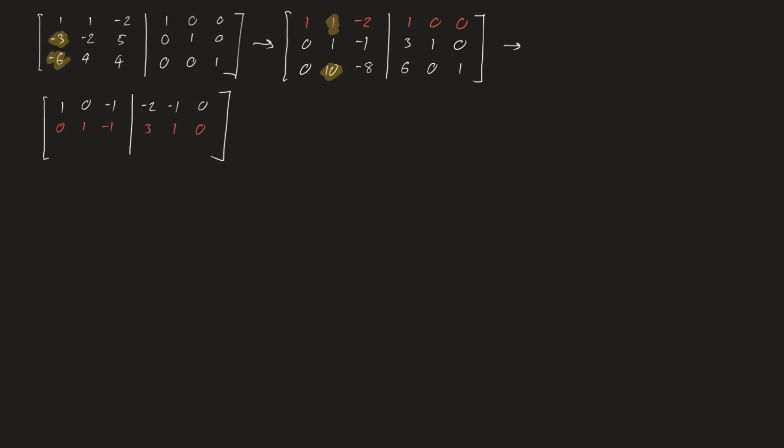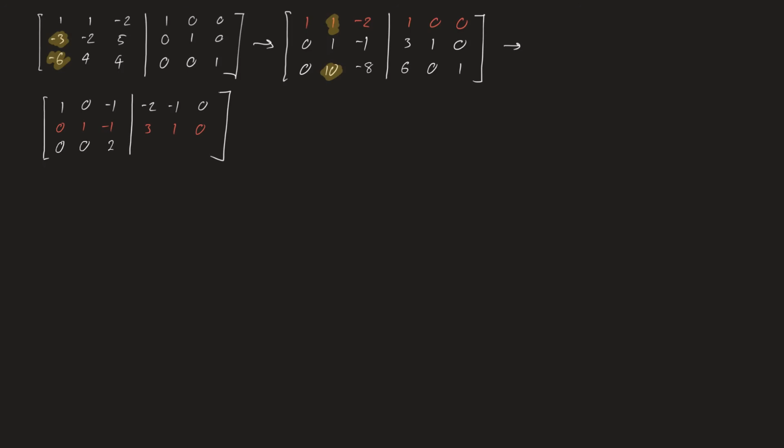Let's move on to row 3. We have to get rid of a 10, which means we have to add a -10. So let's multiply row 2 by -10 and then add it to row 3. Again, this part is 0. -10 plus 10 is 0 here. And then -1 and -10 is a +10, so you take away 8. That gives us a 2.